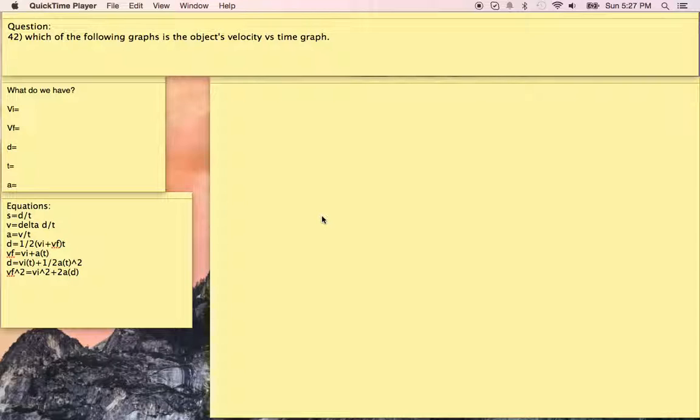So between 0 and 2 is going to be a smaller hole between the velocity and 0 than it is for 4 and 5, which means it's D. Thank you.